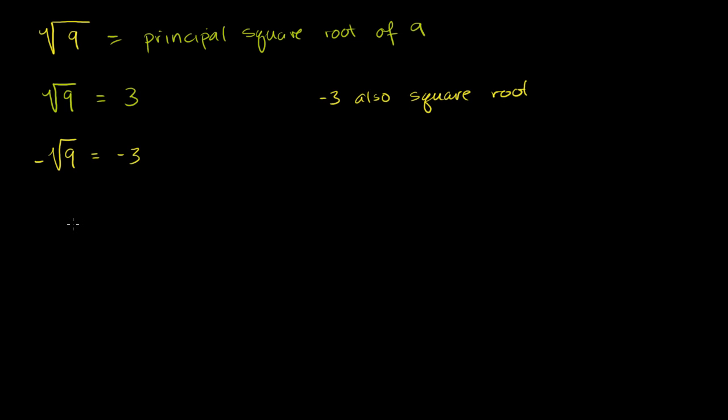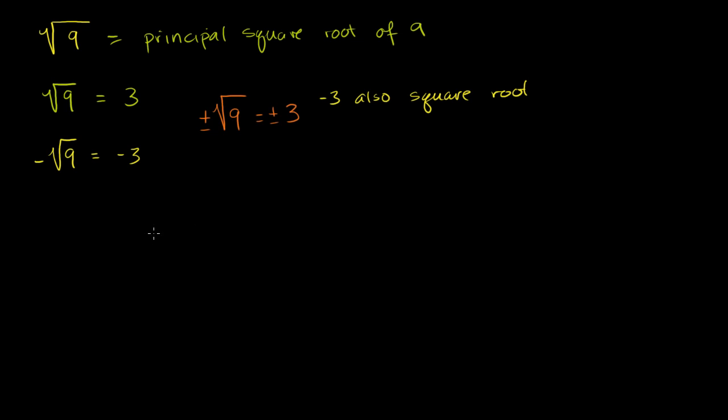Or if you want to refer to both the positive and the negative, both the principal and the negative square roots, you'll write a plus or minus sign in front of the radical sign. And of course, that's equal to plus or minus 3 right there.